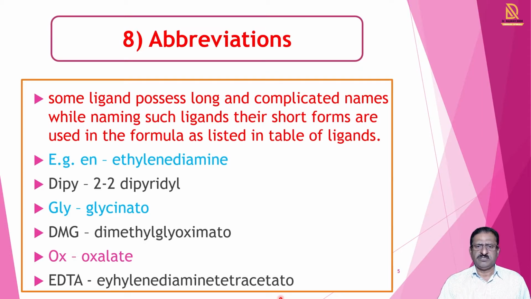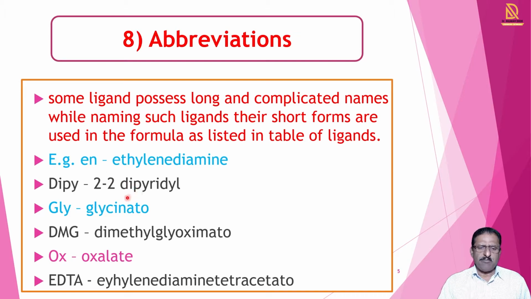In some examples, the ligand name is very long and complicated. When such ligand names are written in the nomenclature, the name becomes very long. So in those cases, some short forms are used, and these short forms are called abbreviations. For example, ethylenediamine is one of the ligands. This is a very long name, so to avoid this long name, we can write its abbreviation en.